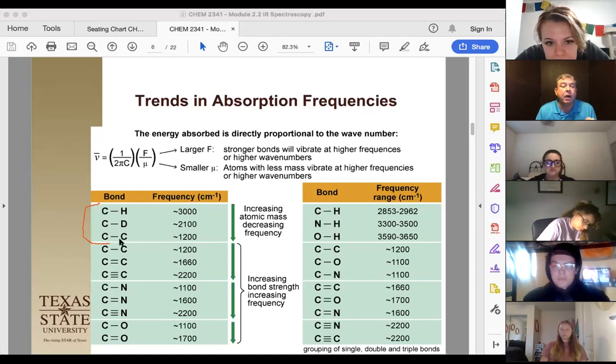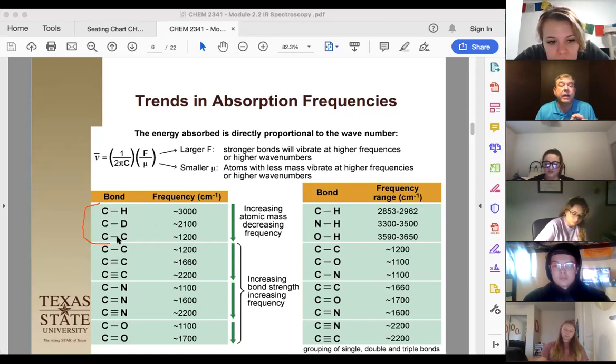And then if we look at carbon-carbon, those are two heavy atoms, it drops all the way down to 1,200. So that's the effect of the mass on the frequency of these bonds. Anytime we have a hydrogen bonded to some atom, it's going to have a high frequency. And anytime we have like atoms, they're going to have a much lower frequency.